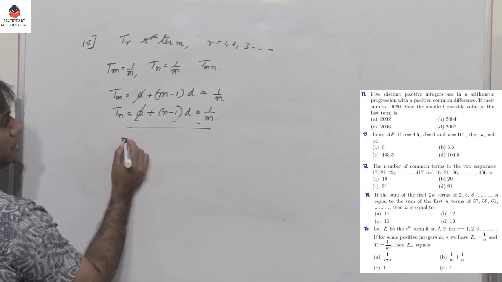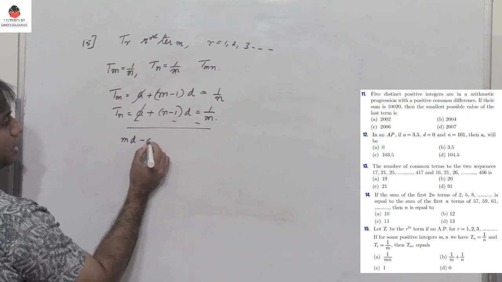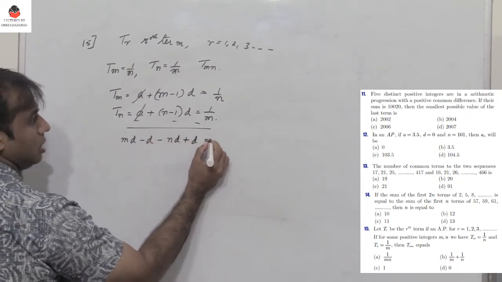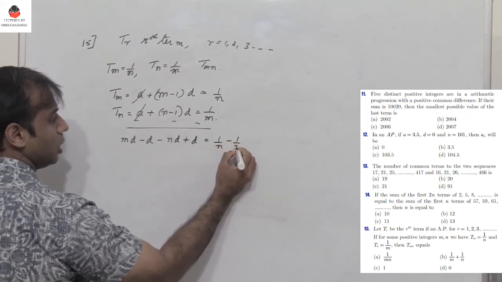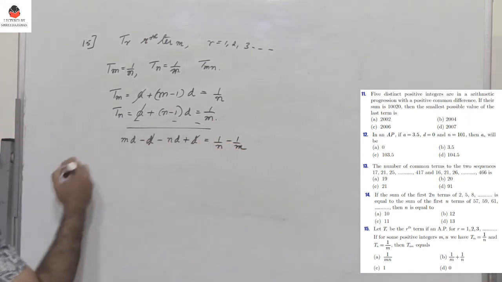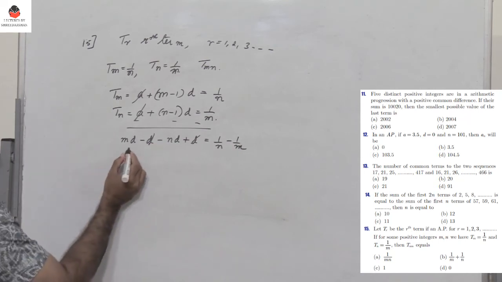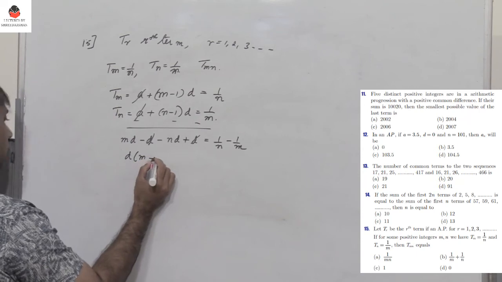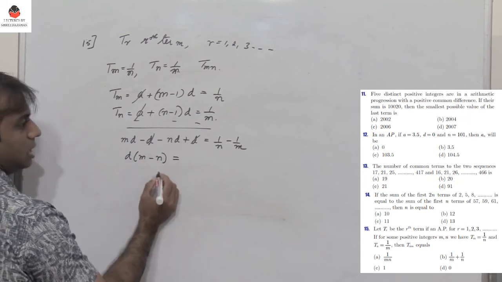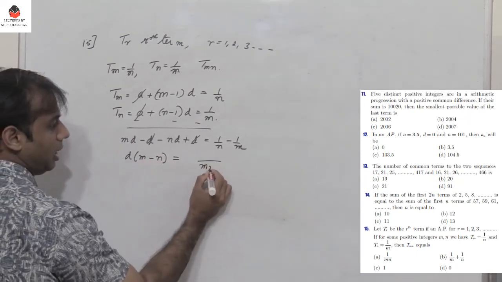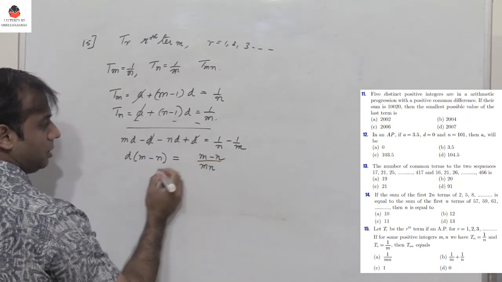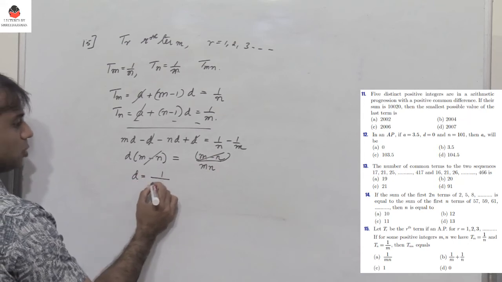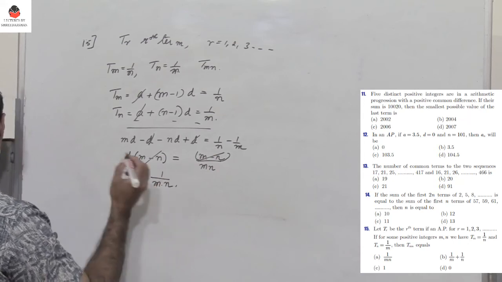So we get md minus d minus nd plus d equals 1 by n minus 1 by m. So again dd gets cancelled. And among these two, d is common, so I can take d common. I get (m minus n)d equals, if I take LCM here, (m minus n) by mn. So m minus n gets cancelled. So what is d? d is 1 by m into n.